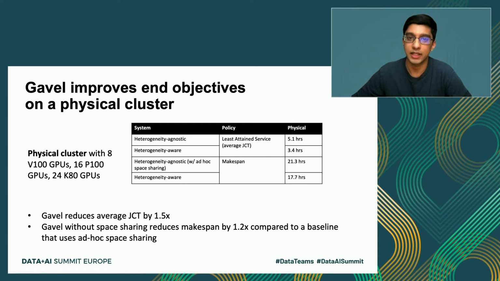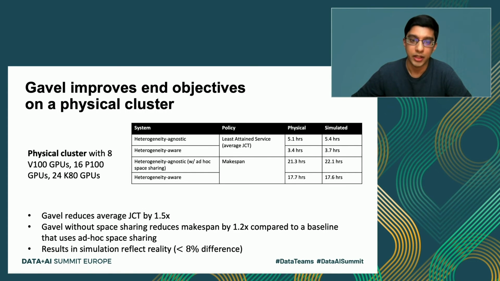The difference here is that the heterogeneity agnostic policy also enables ad hoc space sharing. And what we find is that the heterogeneity aware policy, despite not using space sharing, is able to outperform the heterogeneity agnostic version by 1.2x because it's able to place jobs on the resource types that they actually benefit the most from. The other takeaway from this slide is that we have a simulator for Gavel in order to model different experiments without having to use actual physical resources.